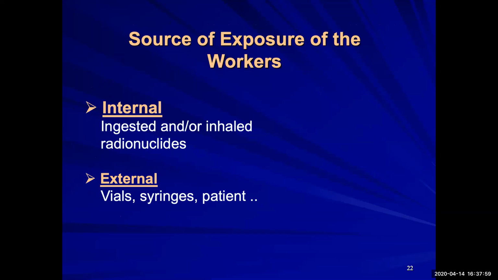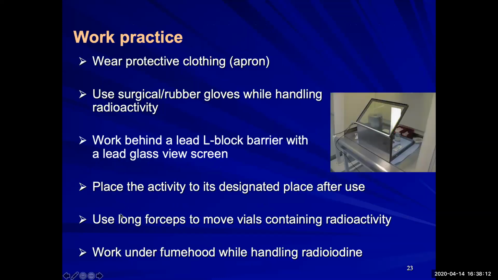Staff protection, as we said, we have internal and external. So internal by ingested or inhaled radionuclide, external from the vial, syringe they use, from the patient themselves. So the good practice is to wear protective clothing, apron if necessary, use surgical rubber gloves just to prevent contamination. This will not protect you from radiation, but from contamination, not to come to your skin. Work behind the lead L block barrier like this one. Place activity in the designated place after use. Use long forceps to move the vials containing radioactivity. Work under fume hood while handling radioiodine because it is volatile.